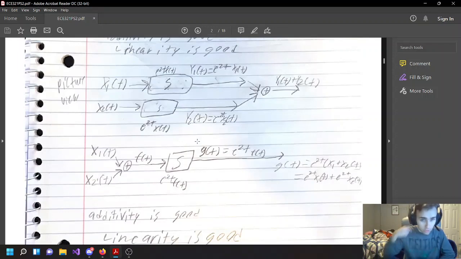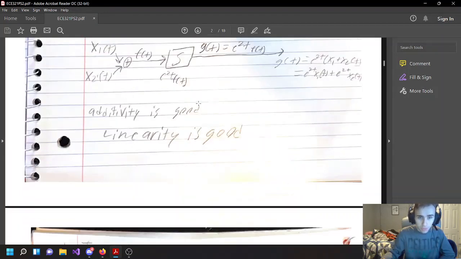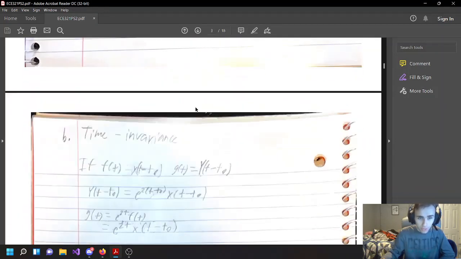And this is the picture for additivity. And then there's two different ways to do it. It's either have the adder, oh no, the adder is over here for the y of t, and then for the second way is the f of t, g of t one. The adder's in front, and then it's the system. Okay, additivity is good, linearity is good.